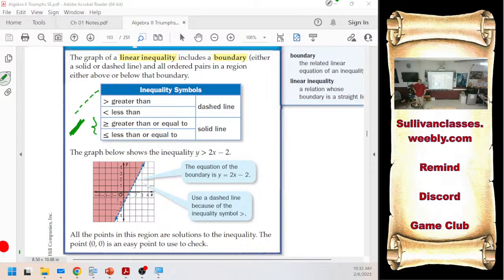Then, it's not just whether it's a solid or dotted line. It's also about shading. Remember how with an inequality, I'd do solid and go this way, or dotted and go this way? I would shade it. Well, now, because this is two number lines stacked on top of each other, I have to shade an entire region.